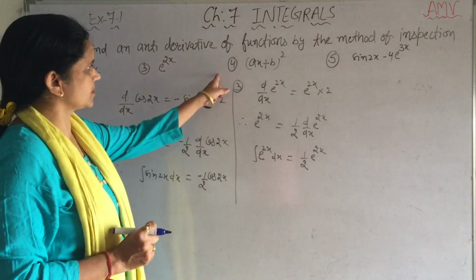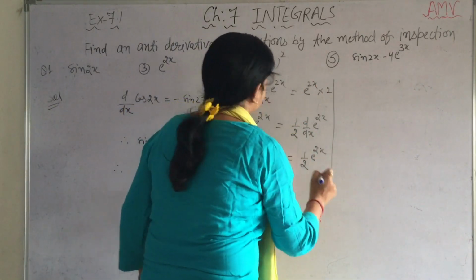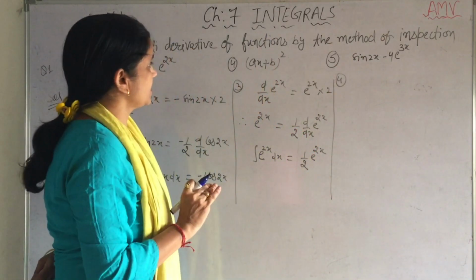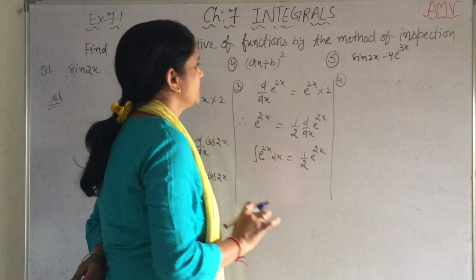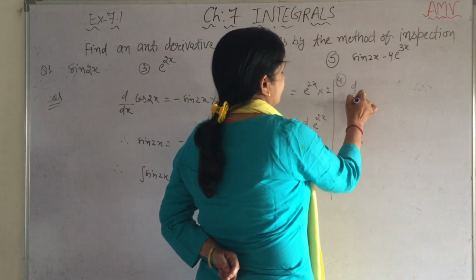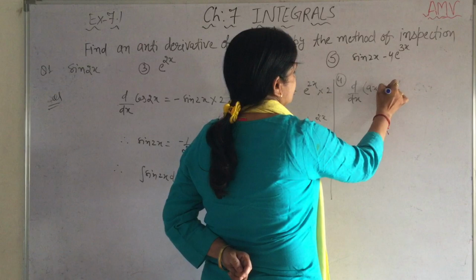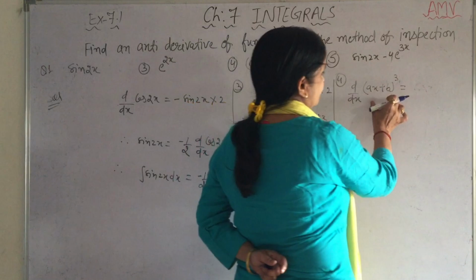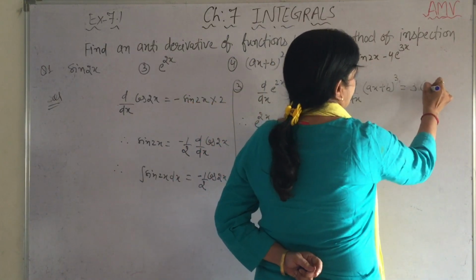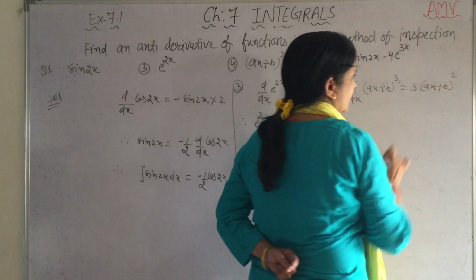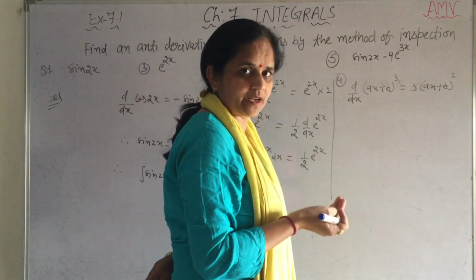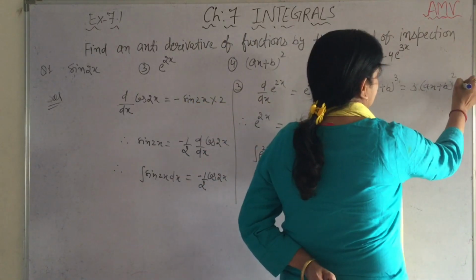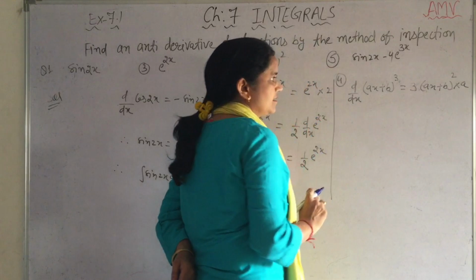Now let's see question 4. Here it is (ax plus b) whole square. If you take the derivative of (ax plus b) whole cube, what is the derivative of this? It is 3 (ax plus b) whole square. Apply the formula: x raised to n gives n x raised to n minus 1. And then apply the chain rule, so multiply by a since it is ax.